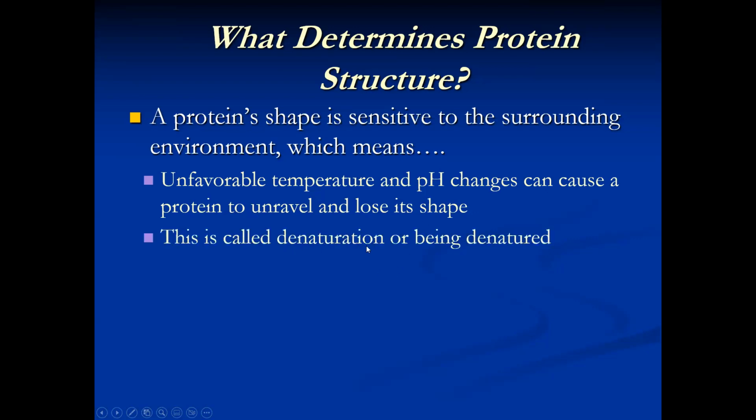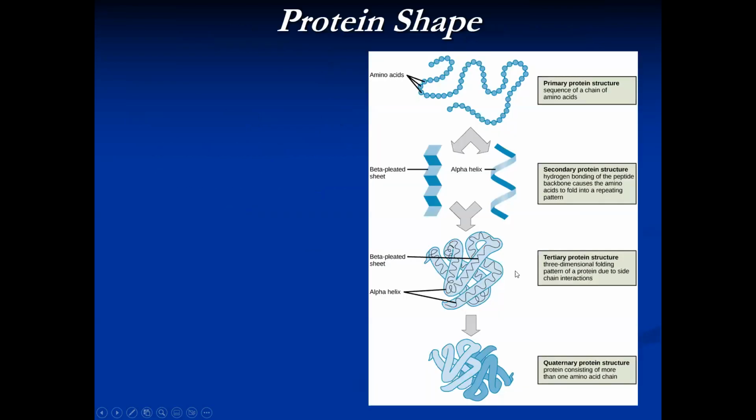This is called denaturation or being denatured. So if you overheat a protein or change the pH too much, it's going to become denatured or change shape.